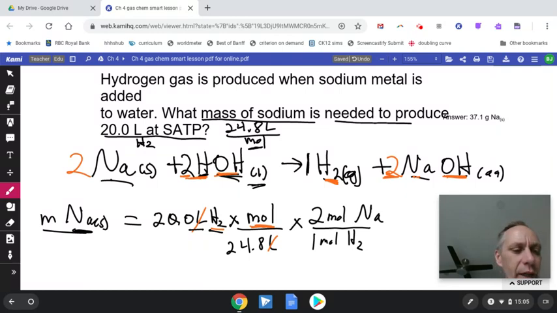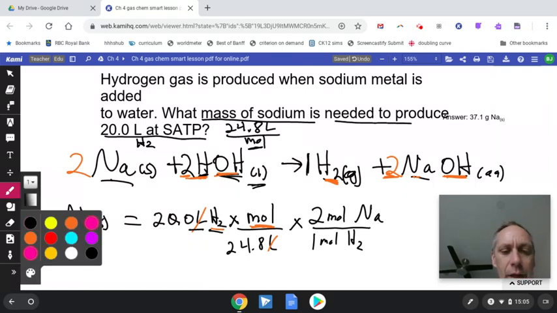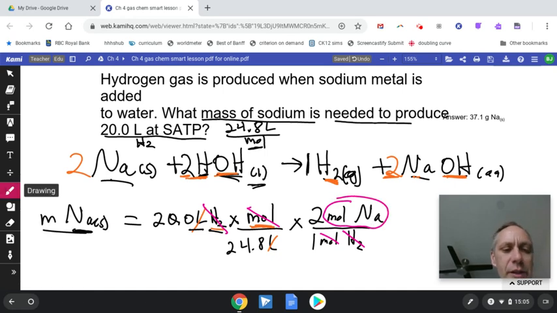Okay, let's do some more canceling. So the hydrogens are now canceled out. Those moles cancel out, and we now have moles of sodium. We're really close because we want the mass of sodium. How are we going to turn moles of sodium into mass? Molar mass. And sodium's molar mass is 22.99 grams per mole. Okay, awesome.